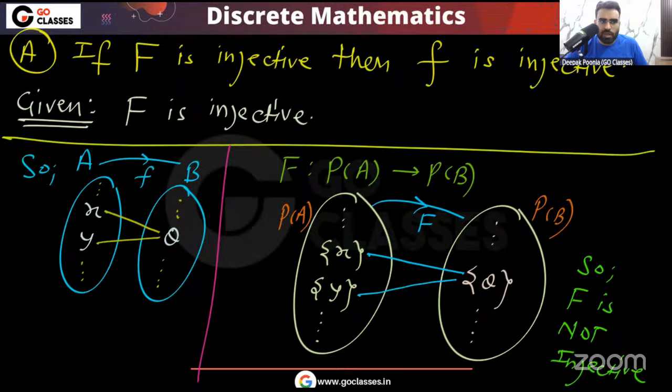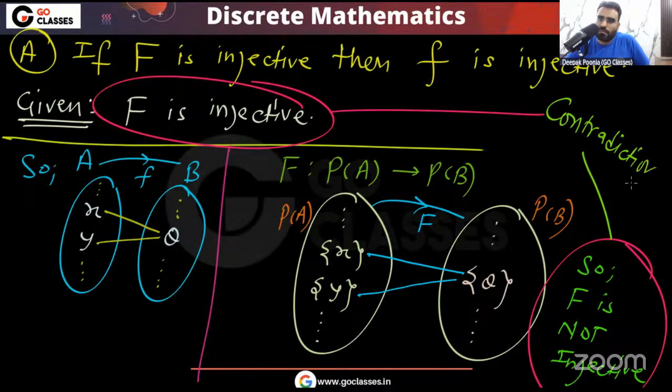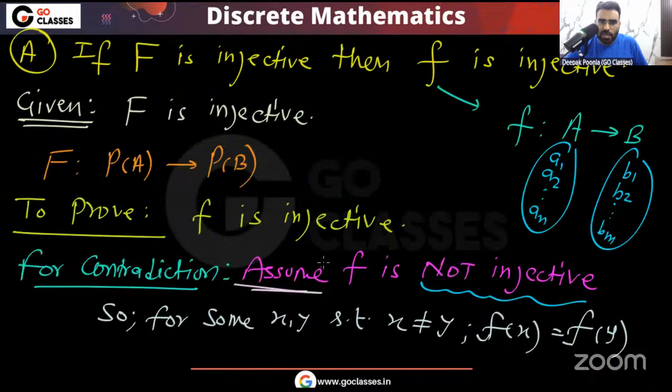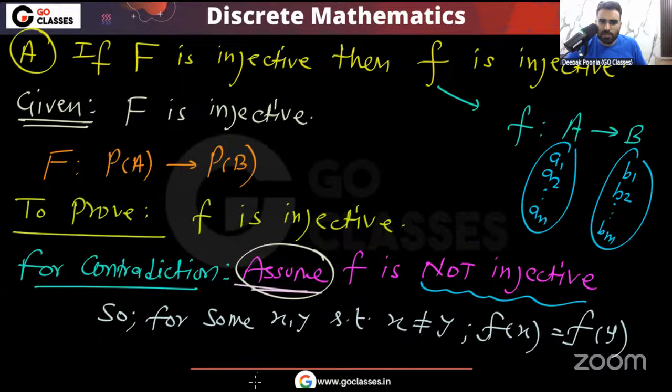And this is a contradiction. This capital F is not injective, and this is bringing you a contradiction here, because it is given that capital F is injective, and you are saying that capital F is not injective. So definitely there is a contradiction here. Okay, and because the contradiction is there, it means our assumption was wrong. What was our assumption? Our assumption was that small f is not injective, so our assumption was wrong. So I can say small f is injective. Okay, is this clear?